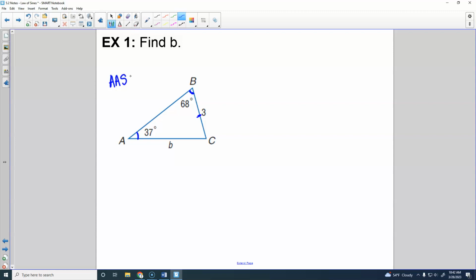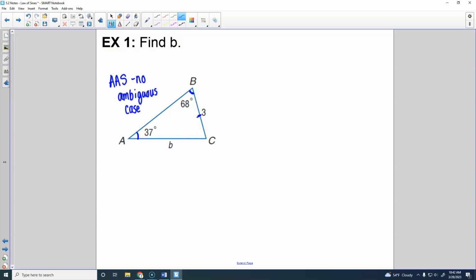So we are good on this one. There is no ambiguous case, so we don't have to check for that or anything. If you've got two angles, that's always going to be what you've got. So we can go ahead and start setting this up.